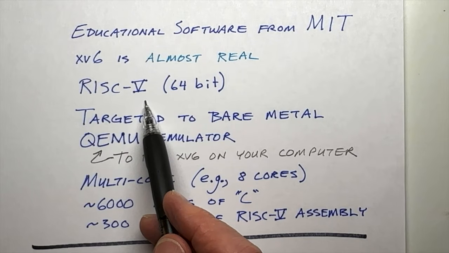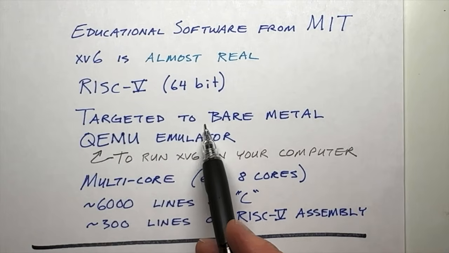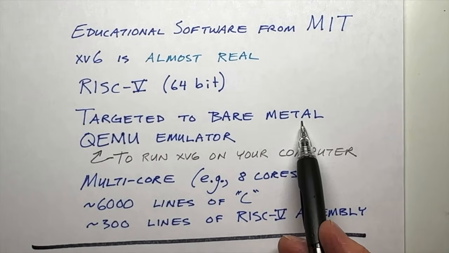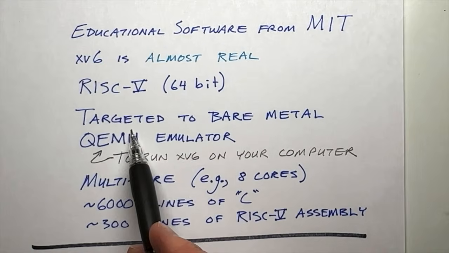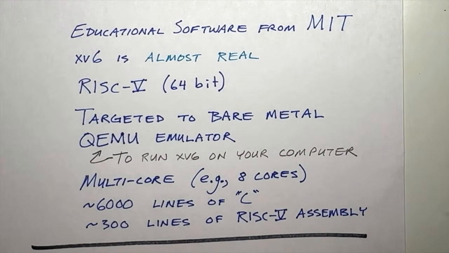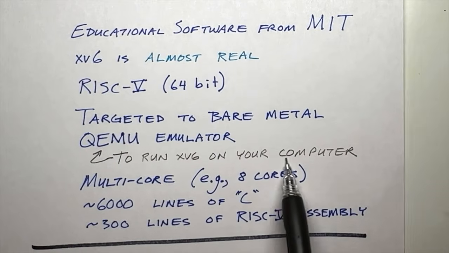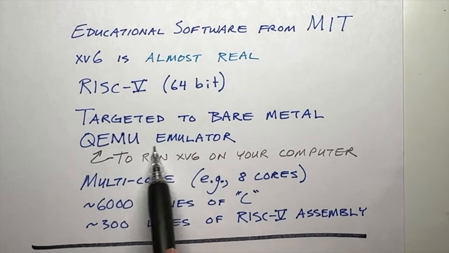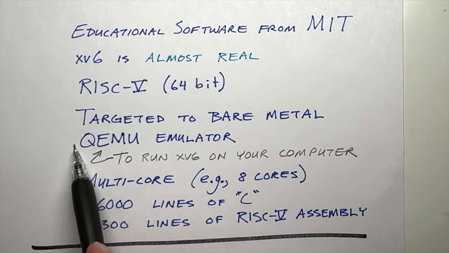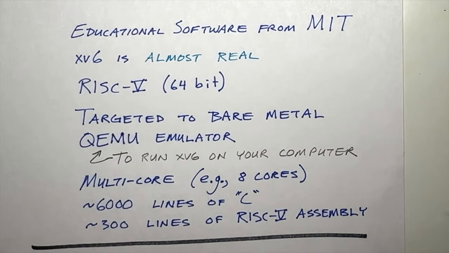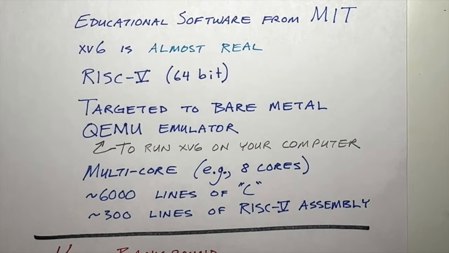Like any operating system, xv6 is designed to run on a bare machine. It doesn't require or depend on any other software. It's targeted to run standalone directly on RISC-V hardware. But the assumption is that you'll be running xv6 on your laptop using an emulator called QEMU. QEMU is a virtual machine capable of running RISC-V code that is otherwise intended to run on bare metal.